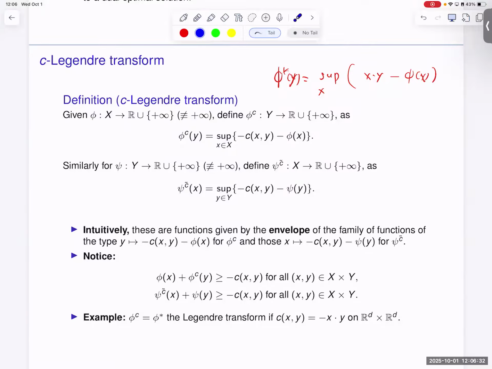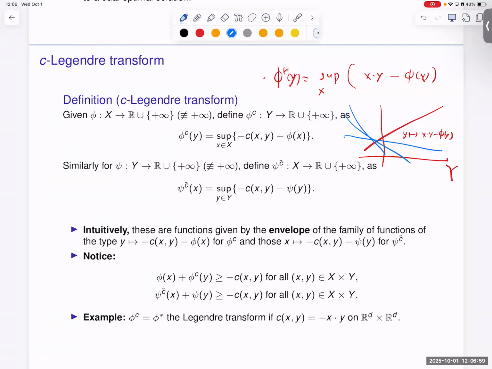What is the intuition? Remember, the Legendre transform is like this. You have a family of functions y to x dot y minus phi(x), which as a function of y is just a linear function, and you have many such linear functions. If you take the supremum, you will get a convex function. That's why the Legendre transform gives you a convex function.